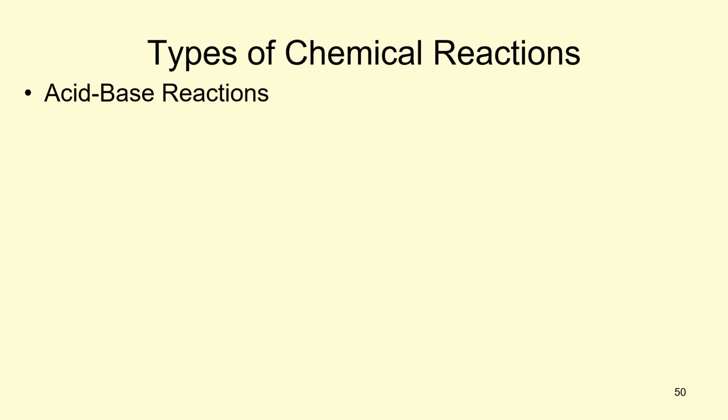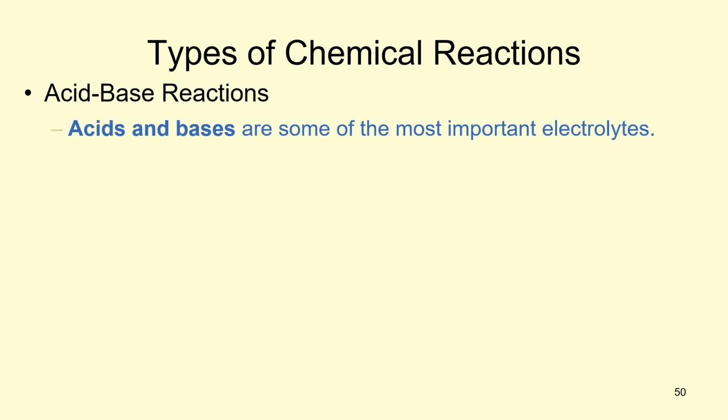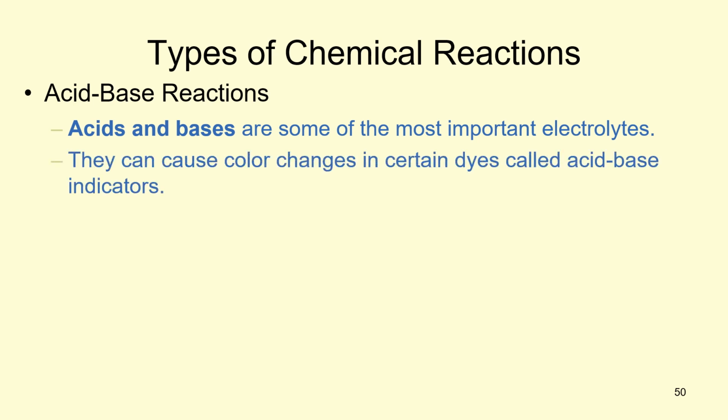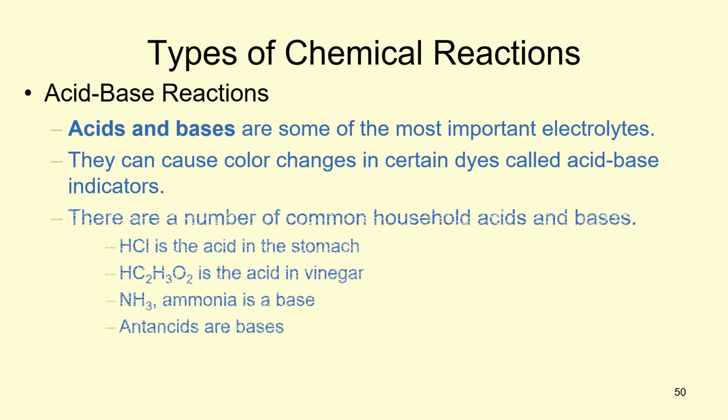All right, so another kind of reaction is an acid-base reaction. So let's talk real quick about acid-base and what they are. Acids and bases are some of the most important electrolytes. And sometime this semester we'll probably use an acid-base indicator, which changes colors whether it's in an acidic solution or a basic solution.